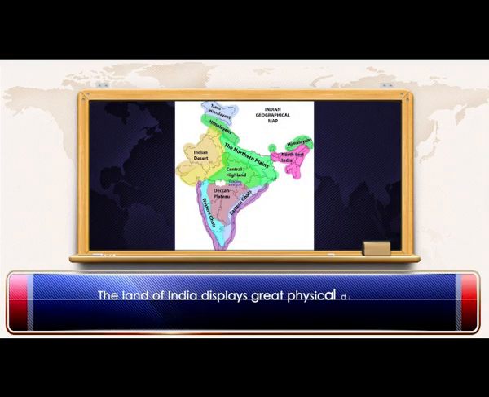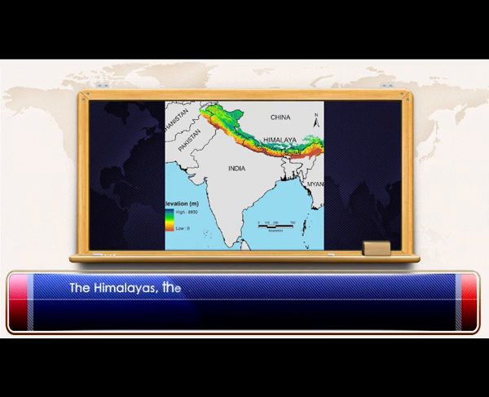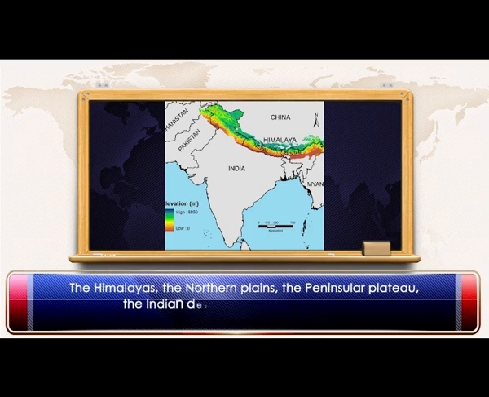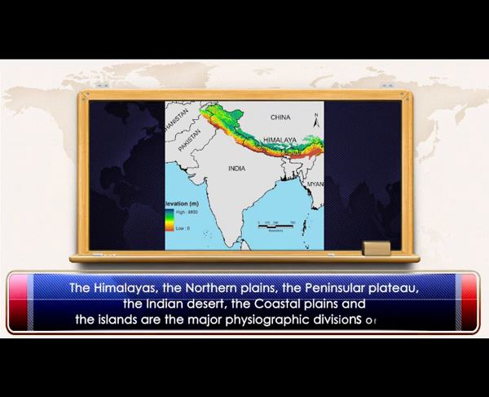The land of India displays great physical diversity. The Himalayas, the northern plains, the peninsular plateau, the Indian desert, the coastal plains, and the islands are the major physiographic divisions of India.